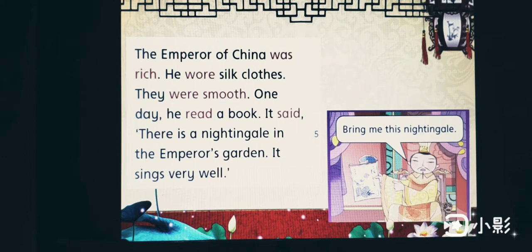The Emperor of China was rich. He wore silk cloths. They were smooth. One day, he read a book. It said, "There is a nightingale in the emperor's garden. It sings very well. Bring me this nightingale." The emperor. Silk cloths.